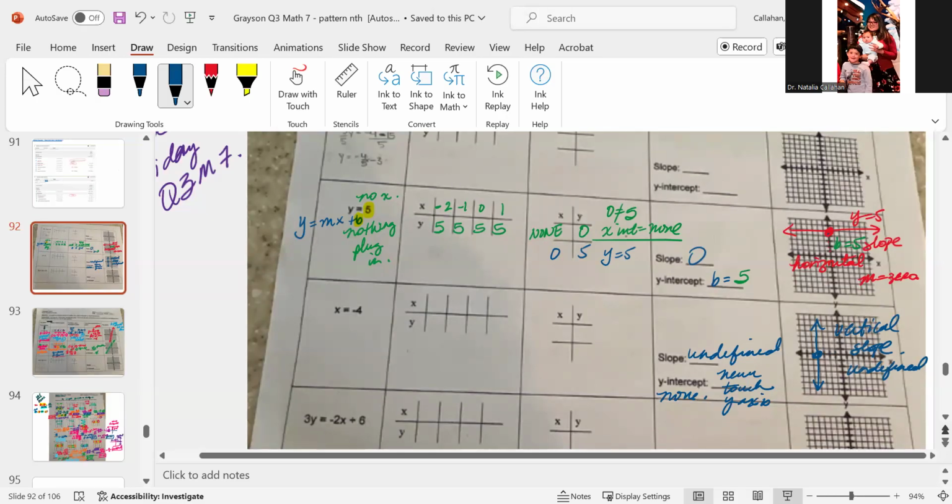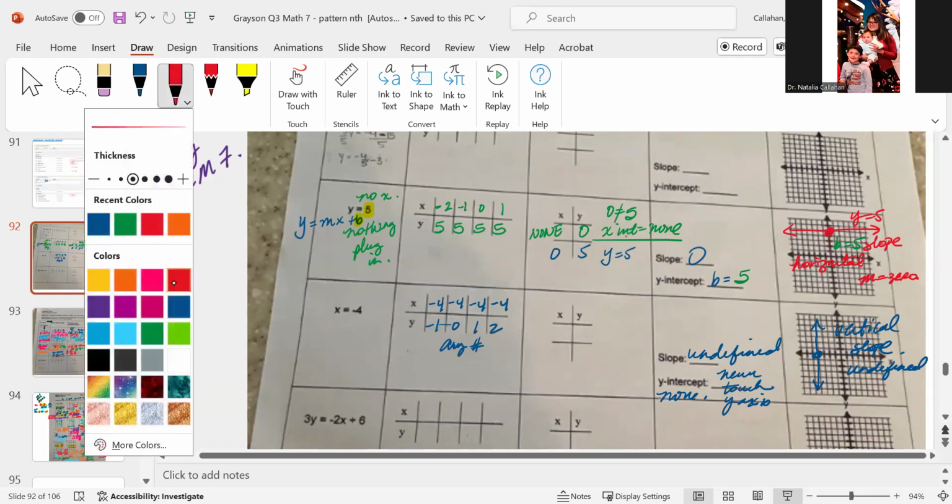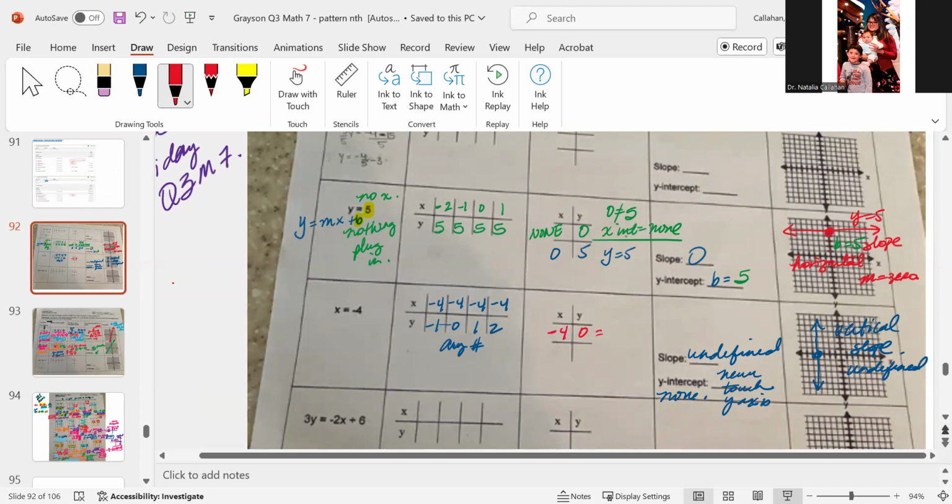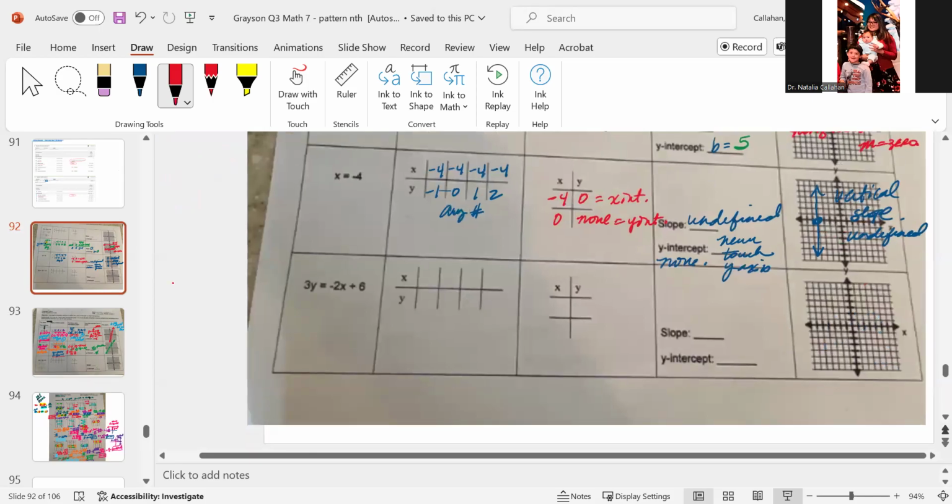So the x value is always going to be -4. The y value can be any number. You can put -1, 0, 1, 2. With the x and y intercept, this graph is touching the x-axis, right? Where is it touching the x-axis? At -4. That's your x-intercept. For your y-intercept, is it ever touching the y-axis at all? No. It's none. It's never going to touch it. Okay. I wanted you to go ahead and work on the next one.